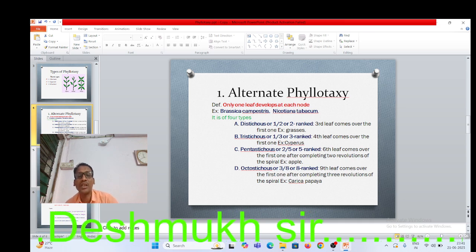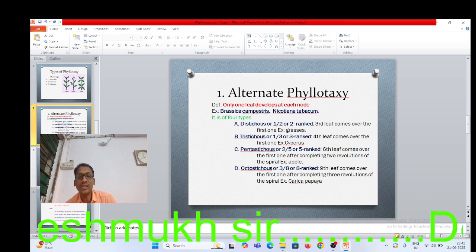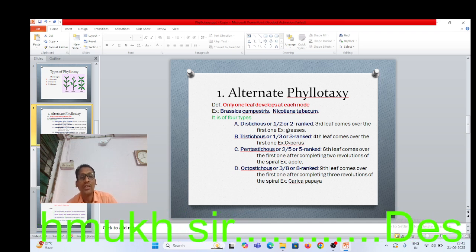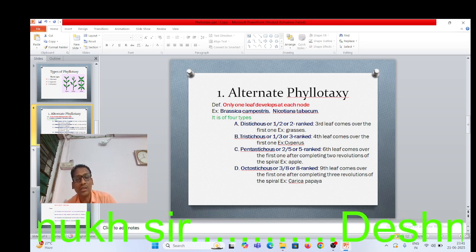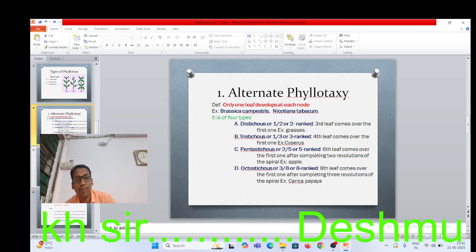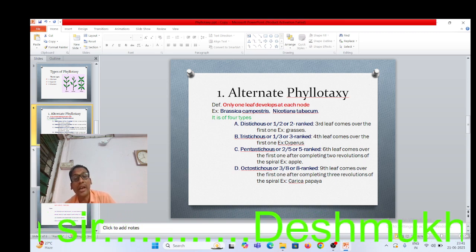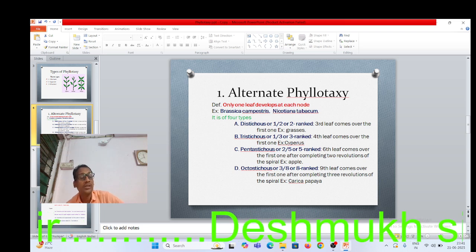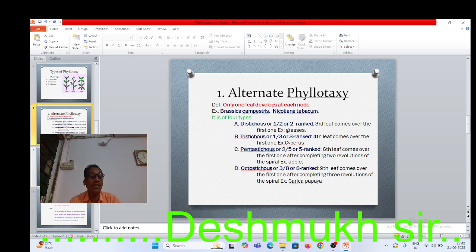The first one is nothing but the distichous, that is the second rank. Trichous, that is the third rank. The pentastichous, that is the fifth rank, and octastichous, that is the 8th rank. In this way this particular alternate phyllotaxy was there.